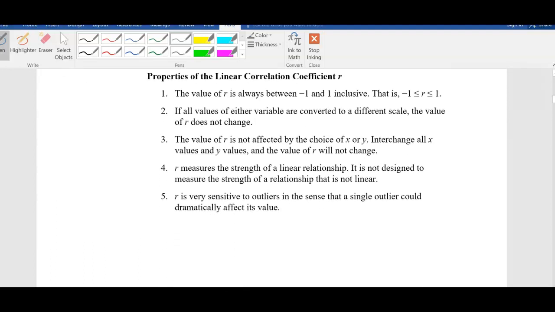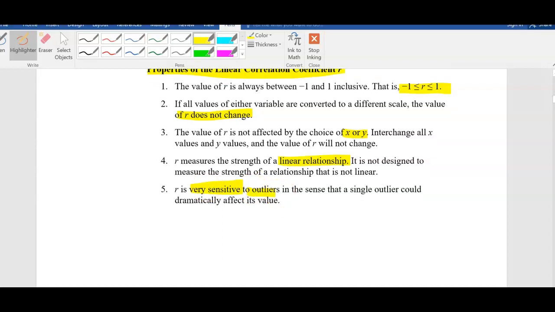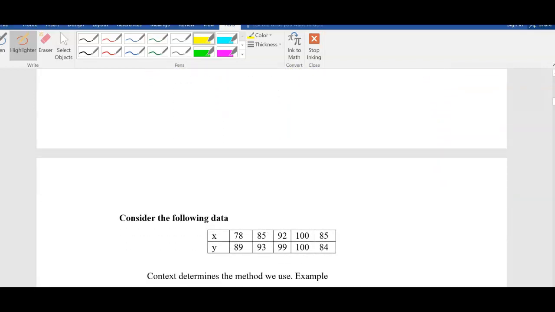Properties. R has to be between -1 and 1. We've already talked about R not changing no matter what we do. It is not affected by the choice of X or Y, so it doesn't matter which direction I go. It has to have a linear relationship. It is very sensitive to outliers, so we have to get rid of those before we go.